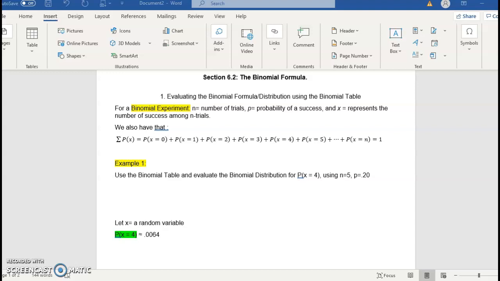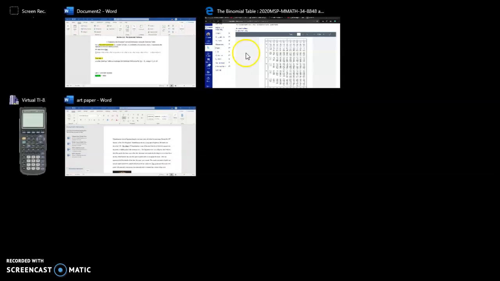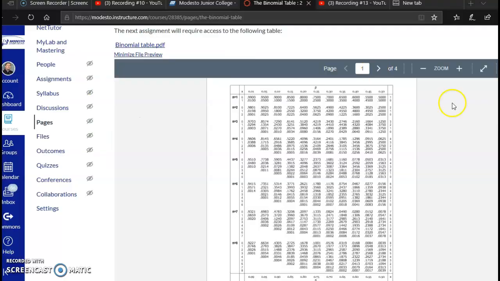Hello class, for this assignment, I'm going to show you how to actually read the binomial table. You already have the binomial table, but let me bring it up. The binomial table is in Canvas and you read it as follows.